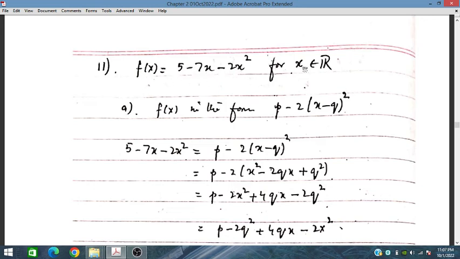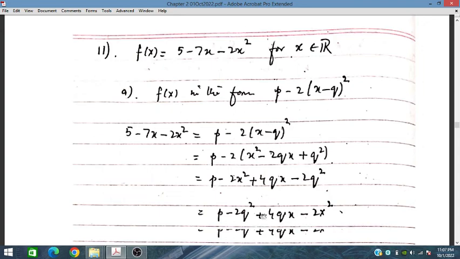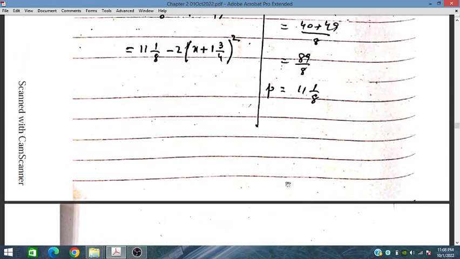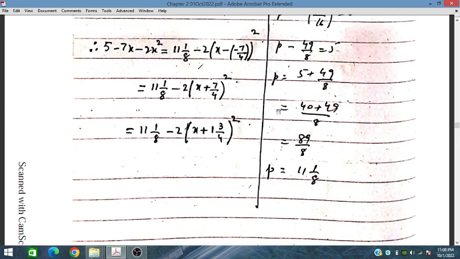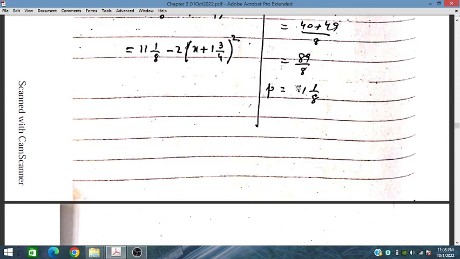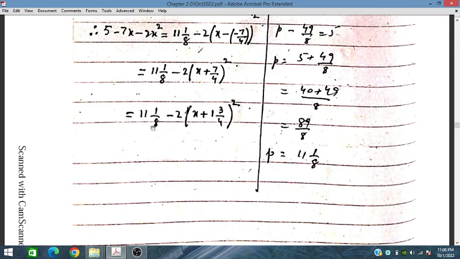f(x) is equal to this, and f(x) in this form. So we have to write this function in this form. So we will compare it and we'll solve it. By comparing, this p and q, we placed here and we have obtained this in this form, and the range of this is 11 by 8, because this is the maximum possible value.